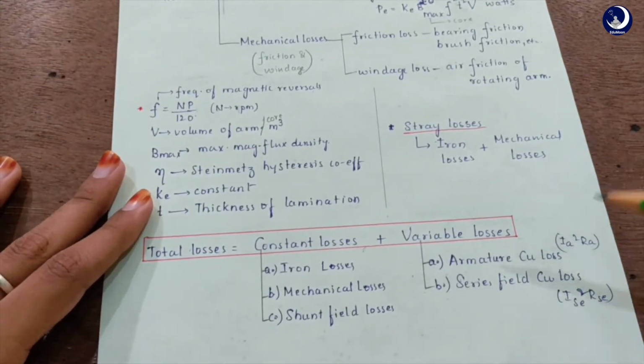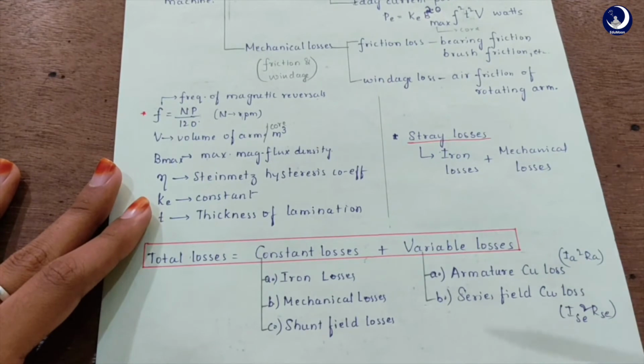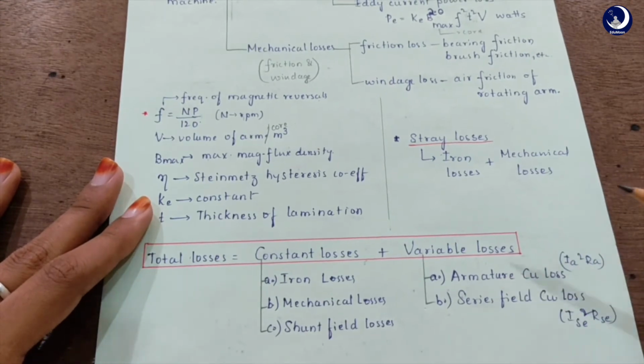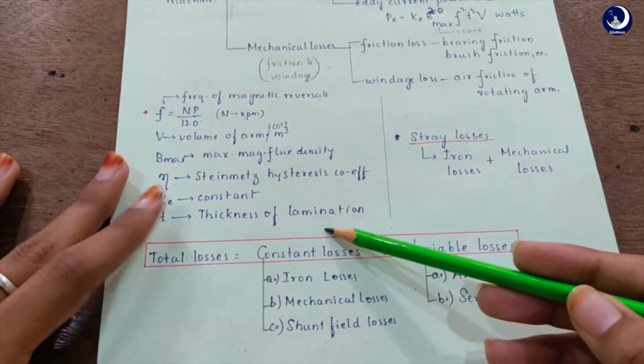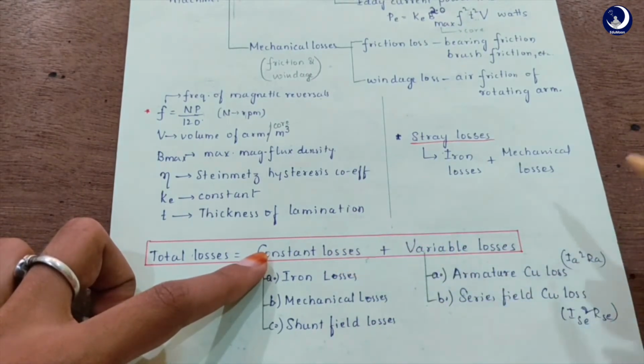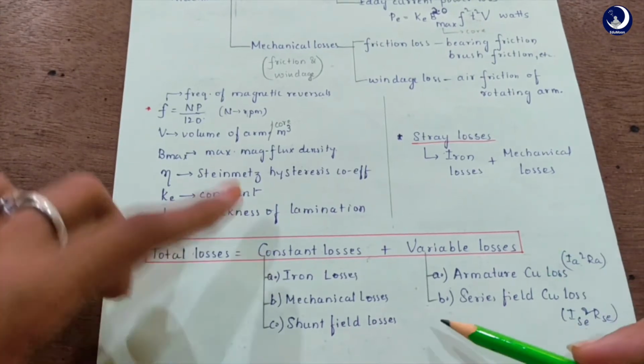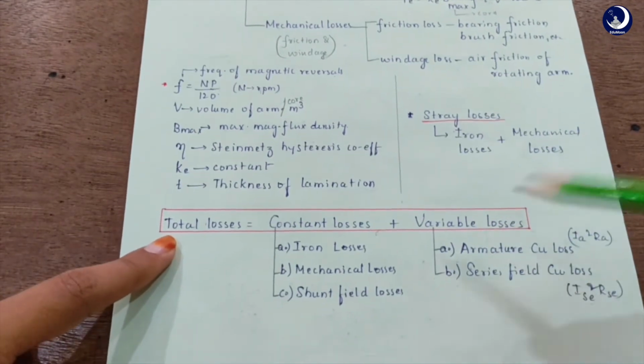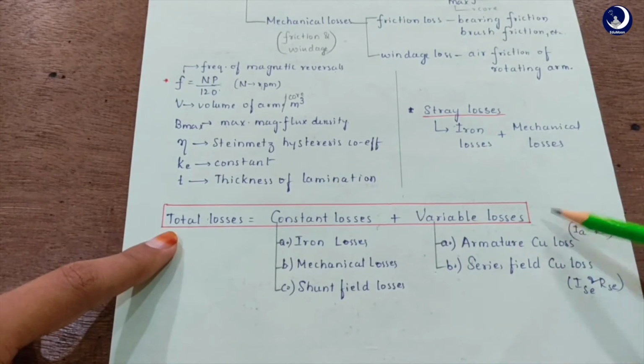This is important while solving problems. When you solve problems, they'll give you some value for the constant loss, and they'll give you Ia, Ra, Ise, Rse values, and they'll ask you to find out the total loss. When they ask you, you have to do it using this method.